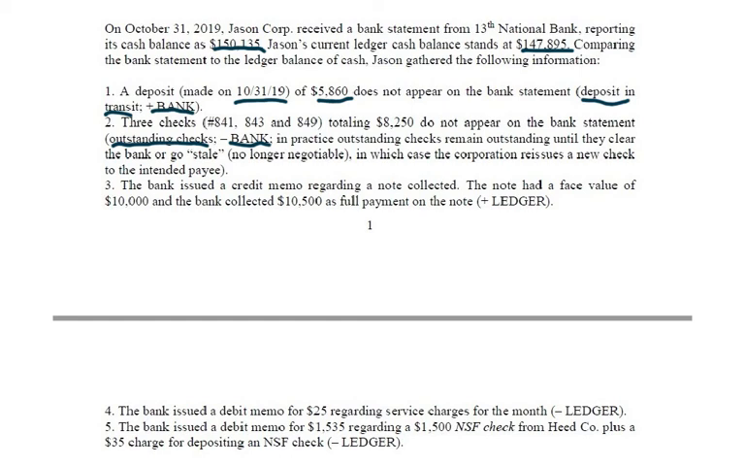Now, what's the rule with outstanding checks? They remain outstanding until they clear the account, meaning in this case the bank account, or they go stale. Stale means they're no longer negotiable, meaning you can no longer cash that check. Now, what's the rule with dealing with a stale check? The general rule is this.